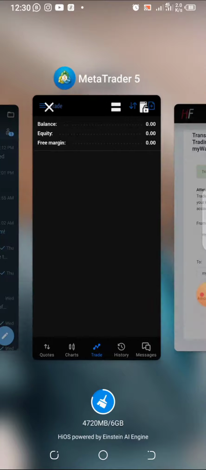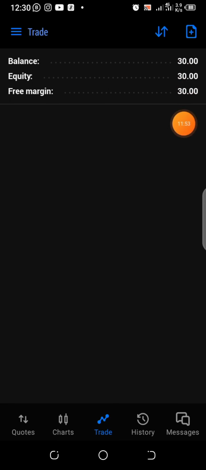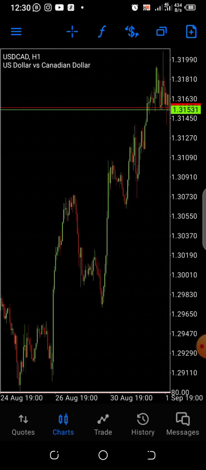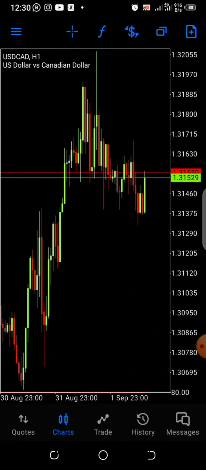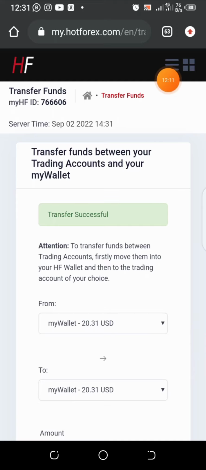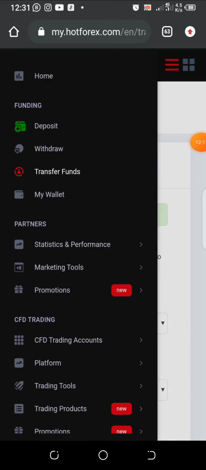So let's check it right here. We can see immediately it's changed to $30. So we can now have switch trades. And we are going to have switch trades actually, because I'm going to be trading with this fund. I'm going to be trading with this account, and I want you to follow me closely. Guys, in case you want to withdraw your money, you can click on the same option here. So you just click on withdraw.